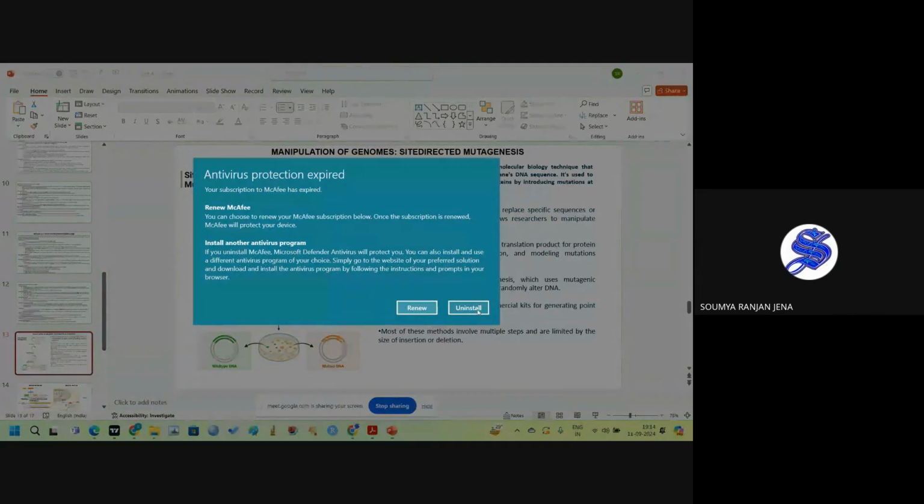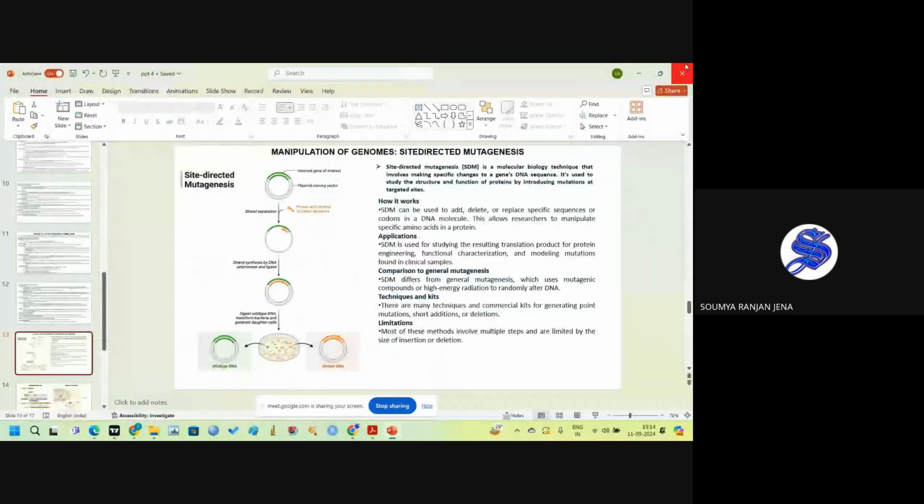This one is the original gene, and this is the synthesized gene, the normal gene, and this is the mutated gene made using this mutated primer sequence. And then we digest the wild type DNA, transform bacteria, and generate the daughter cell, that is the mutated cell. And this mutated DNA can be used for the treatment of the various genomes.